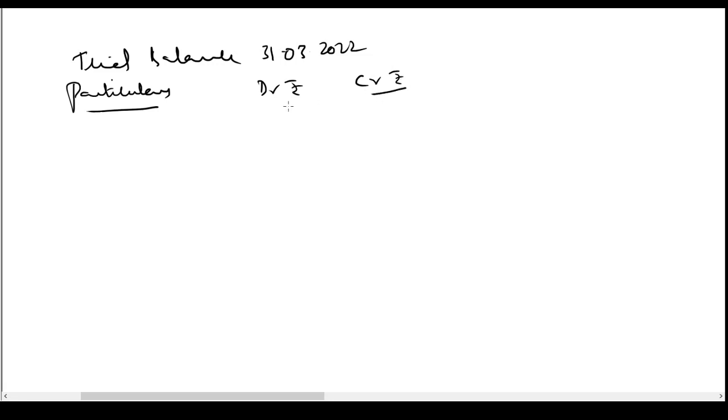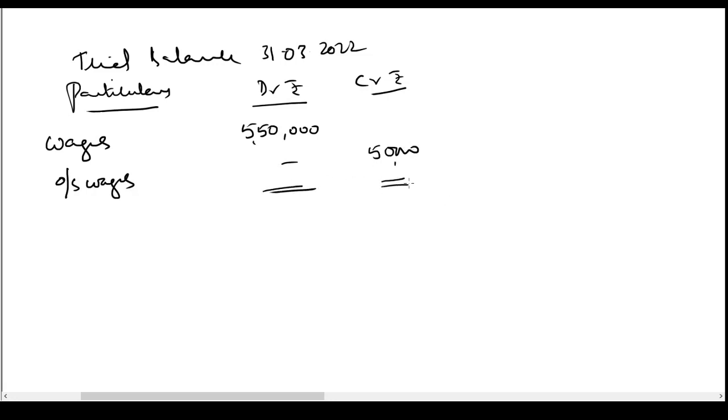Trial balance 31st March 22. Particulars, debit rupees, credit rupees. Wages 5,50,000. Outstanding wages credit balance 50,000. This is what is given in the trial balance. Now you are given some additional information outside the trial balance.